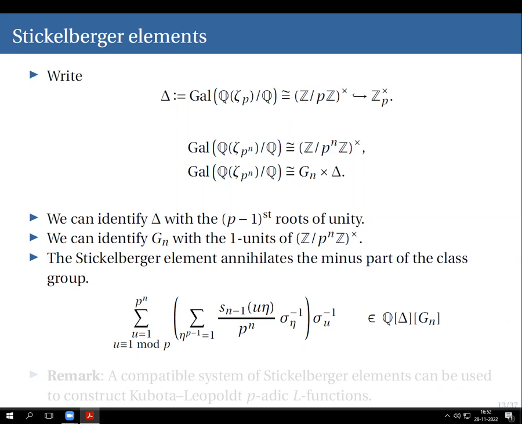So I had this class group. I have this even component and odd component. The odd component is what's called the minus part of the class group. And so the Stickelberger theorem is that this very explicit element kills the minus part of the class group.